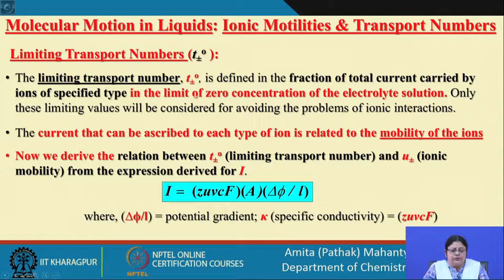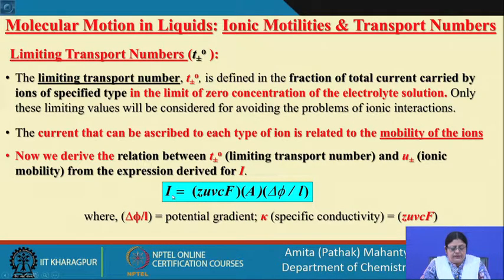Limiting transport number is defined, for each of the ions, as the fraction of total current carried by the specific type of ion in the limit of zero concentration of the electrolyte. So, now we can derive a relationship between the transport number and the mobilities which we have derived previously, and also from the expressions of I which we have.